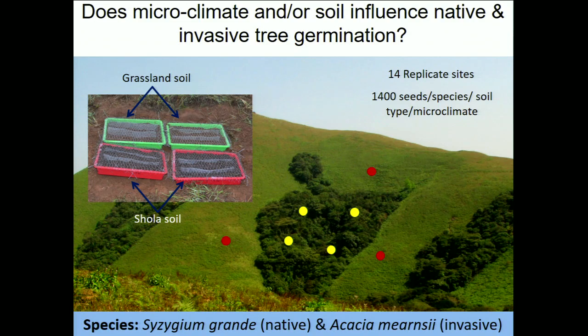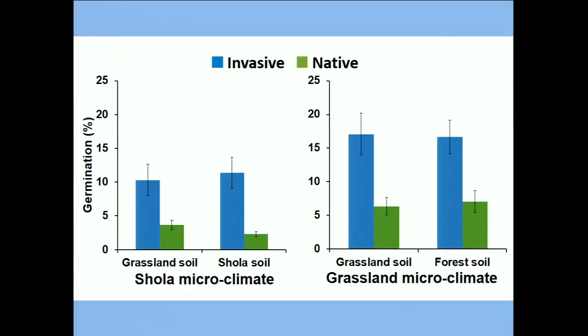Let's have a look at the results. So here on the y-axis is germination. This graph shows germination in the forest microclimate across soil types. The second one shows germination in grassland microclimate. I would like to highlight two main results here.